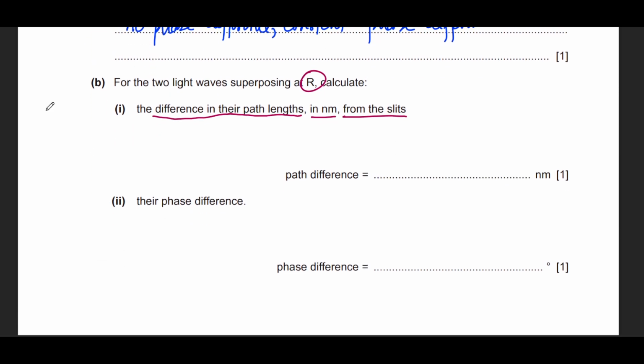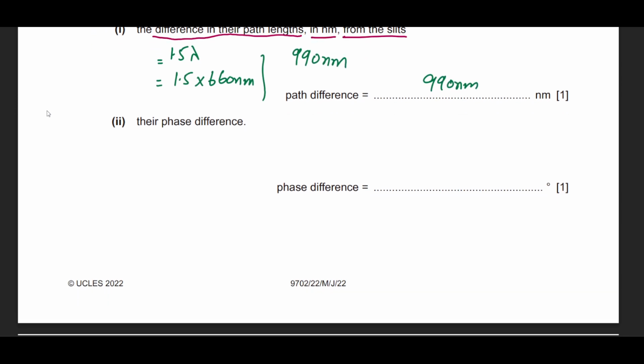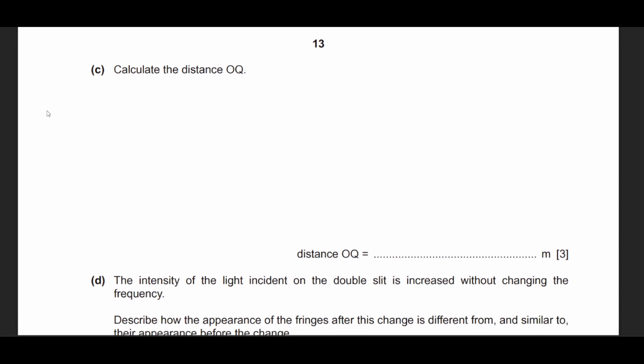So he says to predict the path difference in terms of lambda, we know that R is actually at a 1.5 lambda gap. We know that lambda is 660. So that should be 1.5 multiplied by 660 nanometers. So this comes out as 990 nanometers. Okay, so their phase difference, of course, at R, we had figured out, was 540 degrees. Calculate the distance OQ.